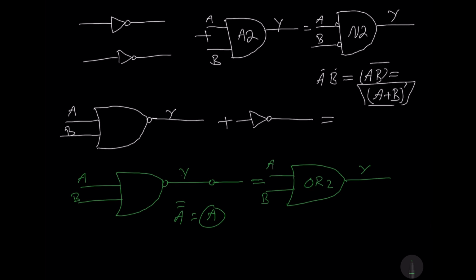This was Y not, and adding one more inversion, Y not not will become Y. So this will be our new logic gate.